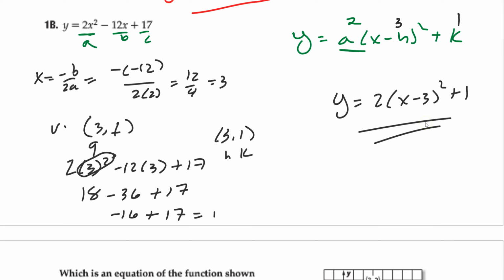Alright, so that's how you put it in vertex form. Just find the vertex, it's your h and k. It's like we've been doing since section 1, and then your a is the same as right there.